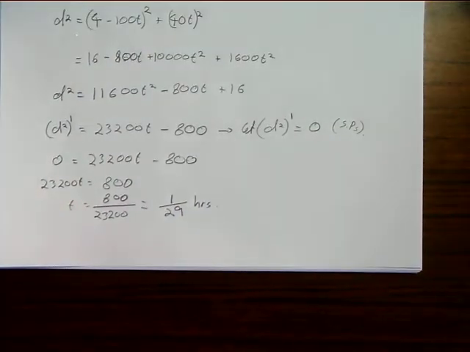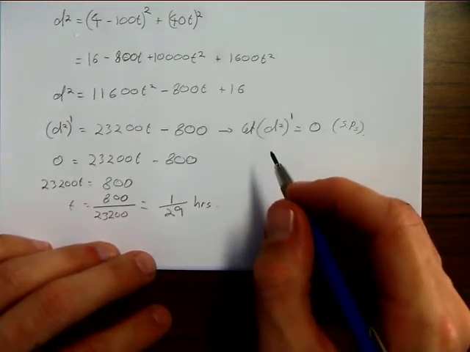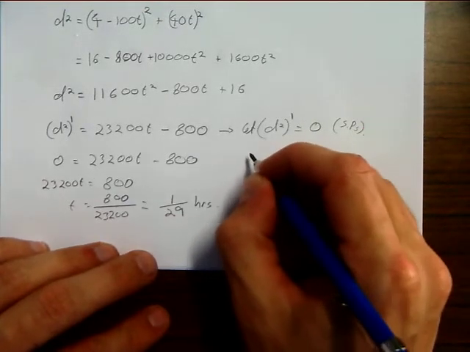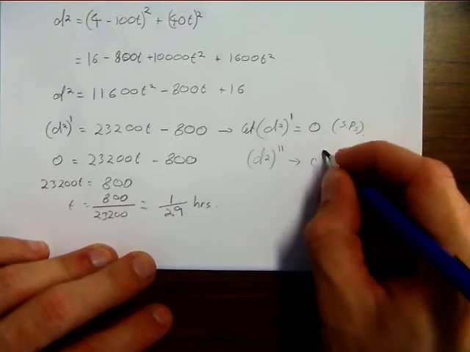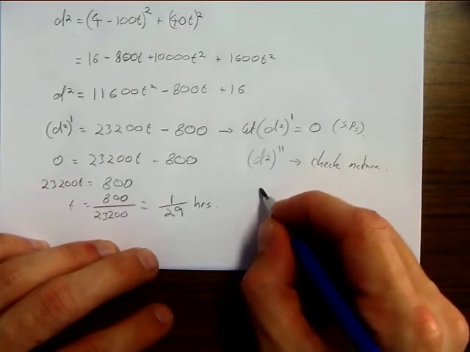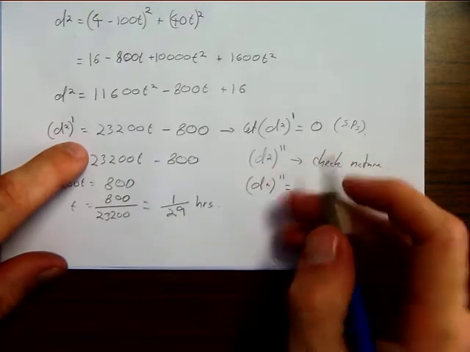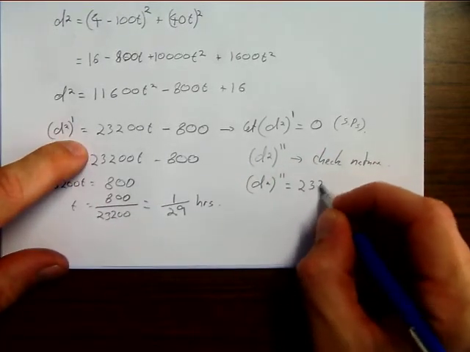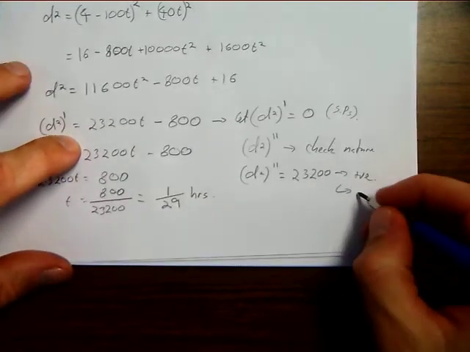Now how do I check that that's a minimum? Double derive. It's probably a chair or something, or a desk. That got in the video, I think. So d squared double dash. Okay, we'll check the nature. So the double derivative is positive 23200, which is positive, so therefore my turning point is a min.